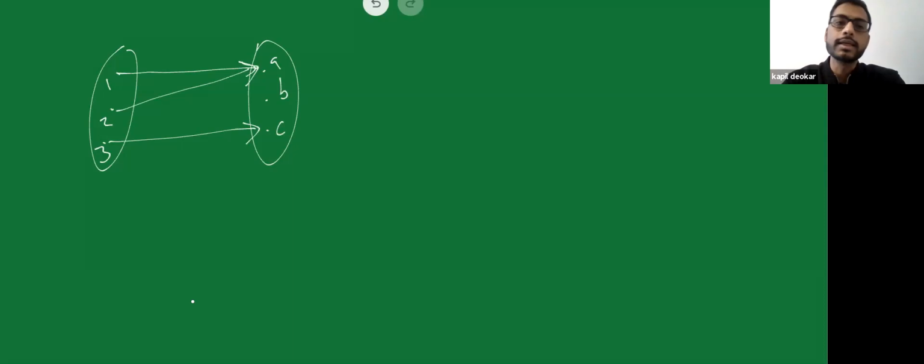Okay, let's see our conditions. What is the first condition to be a function? That each and every element over here should be mapped. So 1, 2, and 3, each one is mapped, each one has a partner. Okay, so first condition is satisfied.